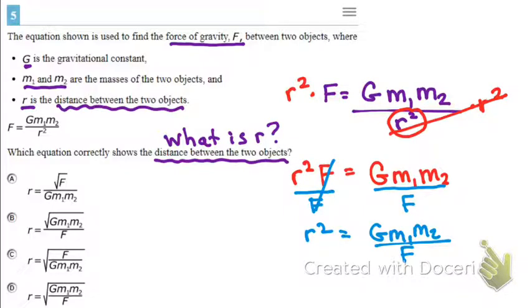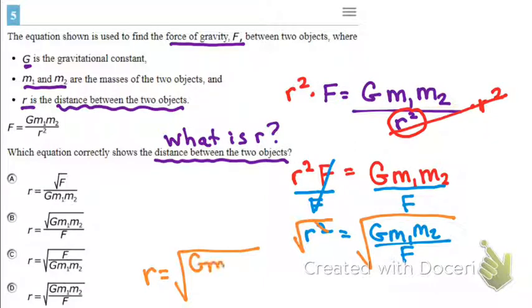Now, R is almost by itself, but it's being squared. So you have to remember the opposite of squaring something is square root. So I'm going to take the square root. So what I end up with, the opposite of squaring is square root, so that cancels it out. I end up with R equals the square root of G, M1, M2 divided by F. So the answer is B.